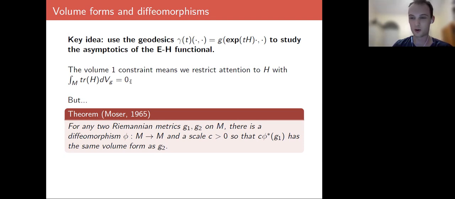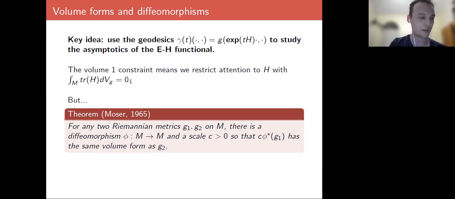This is quite nice because if you pick a reference metric to start your geodesics at, then for any other metric, you can find a diffeomorphism and a scale so that it has the exact same volume form as what you started with. Because the Einstein-Hilbert functional is a very geometric object, it makes sense to make attempts to, in some sense, quotient out by the diffeomorphism group.